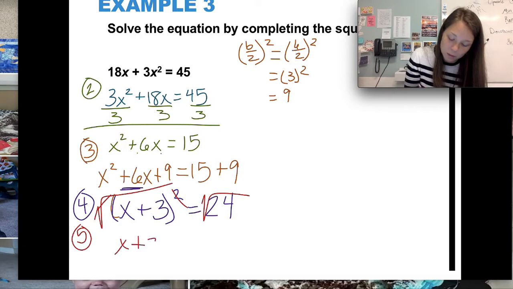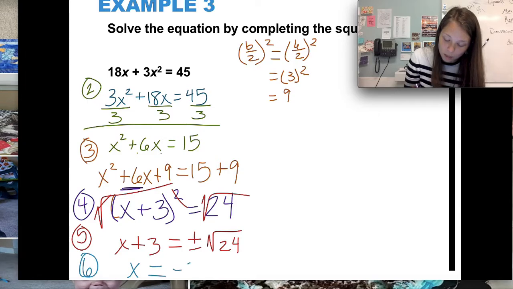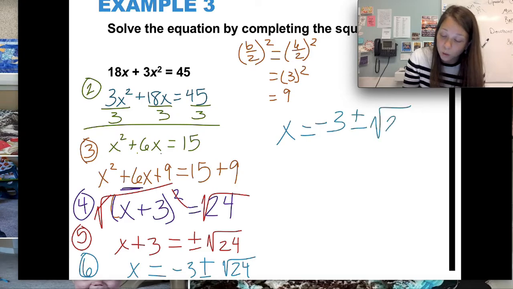Leaving me with x plus 3 equals plus or minus the square root of 24. And step 6 is to isolate the x. So when I subtract the 3 over, I'm going to get negative 3 plus or minus the square root of 24. Now, one thing that we've not talked about yet is simplifying our radicals or simplifying the square root.